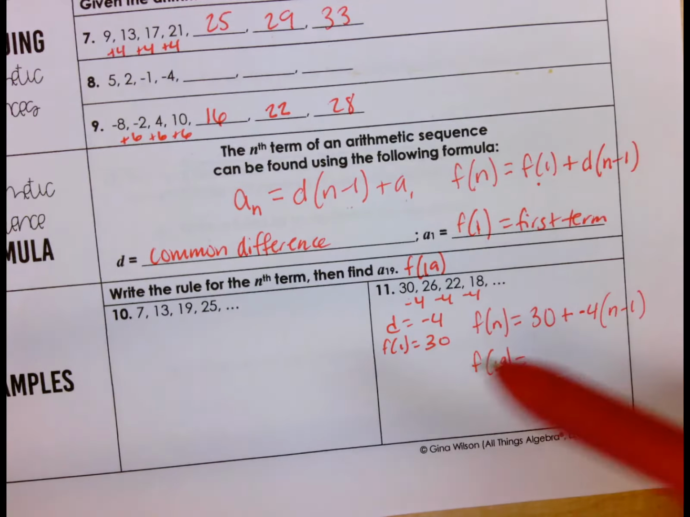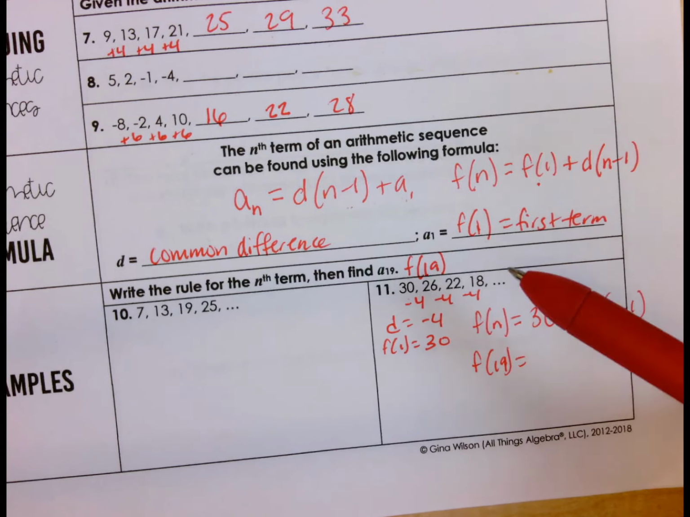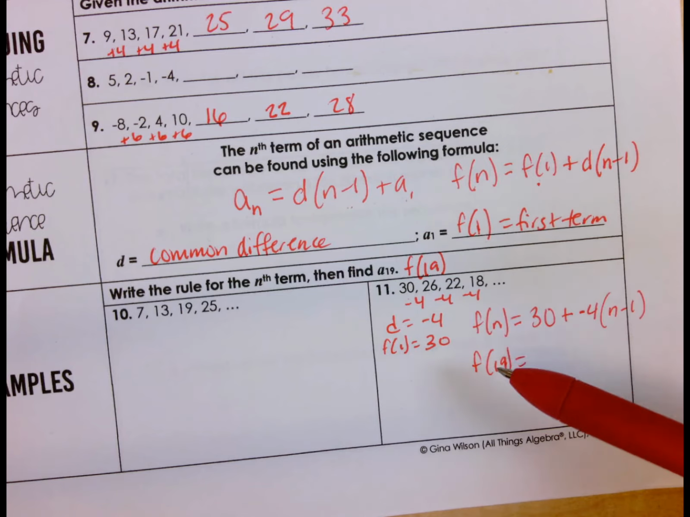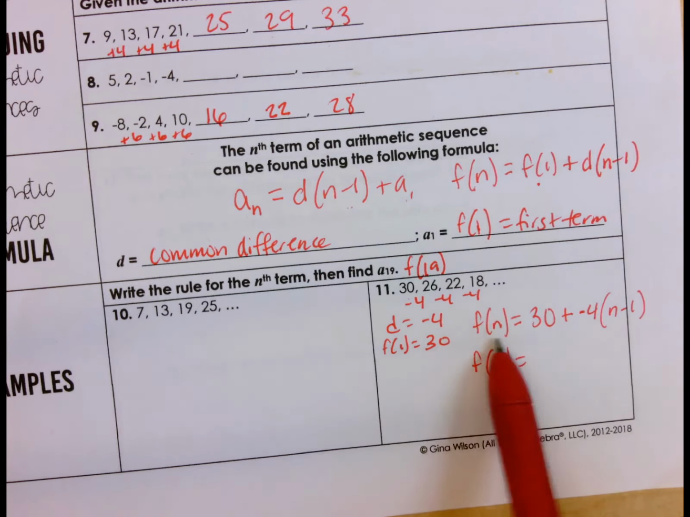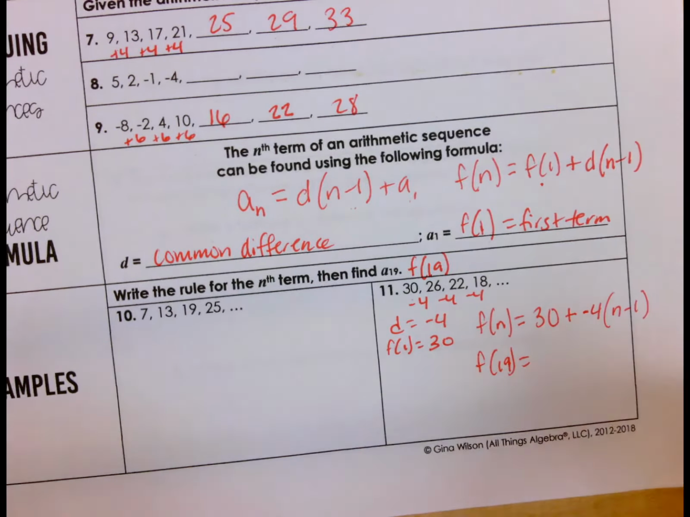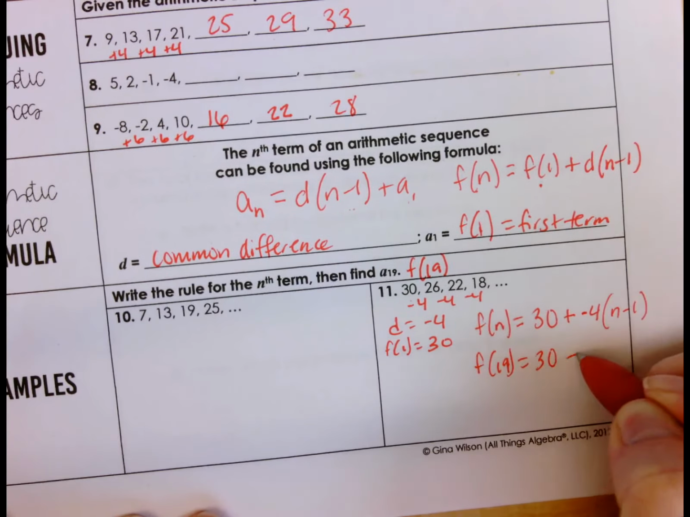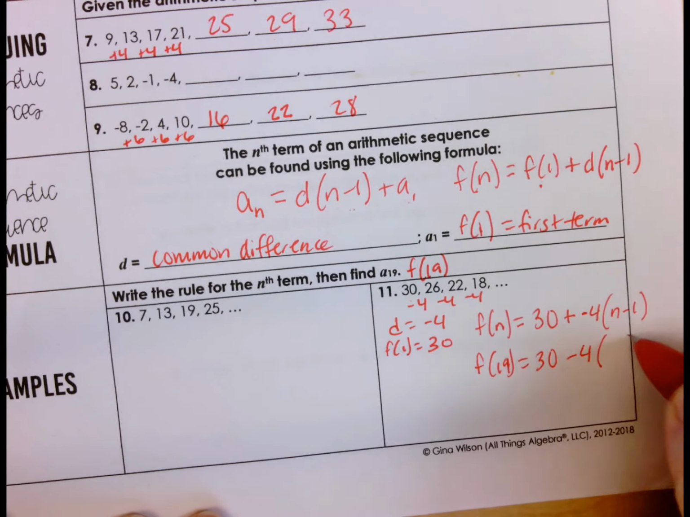Okay, so remember on each of these, when you are working through them on your own, you need to make sure that you remember that you need to write the rule first before you try to solve anything. So you need to have it written just like this, and then you can plug in your values. So 30 minus 4 multiplied by, and remember it's 19 minus 1, so I'm going to go ahead and put in 18.